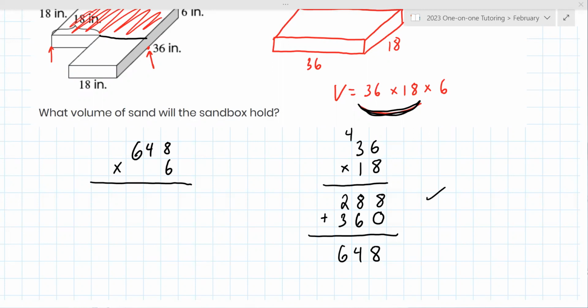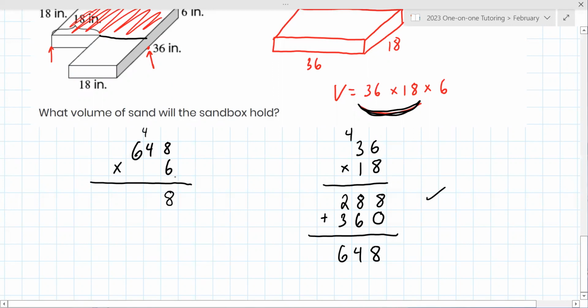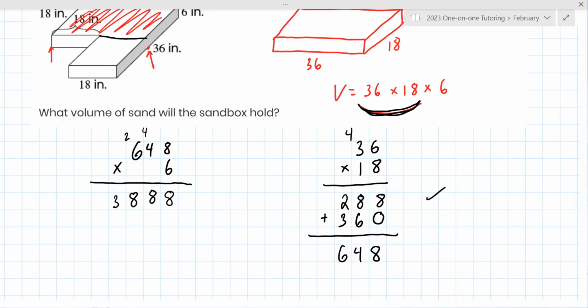Any questions for me on this, Zoe? I kind of lost it. Okay. So 6 times 8 is 48. Carry a 4. 6 times 4 is 24 plus the 4 is 28. And then 6 times 6 is 36 plus the 2 is 38, like that.